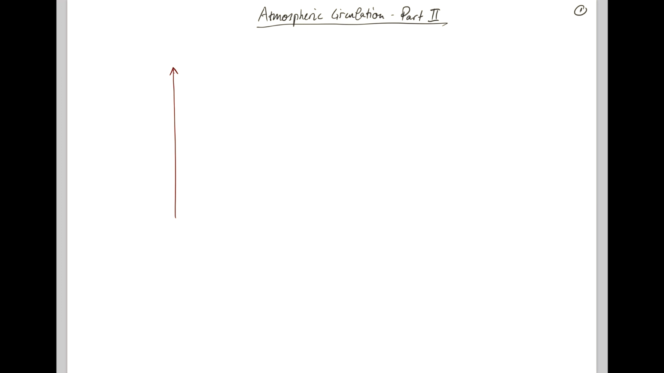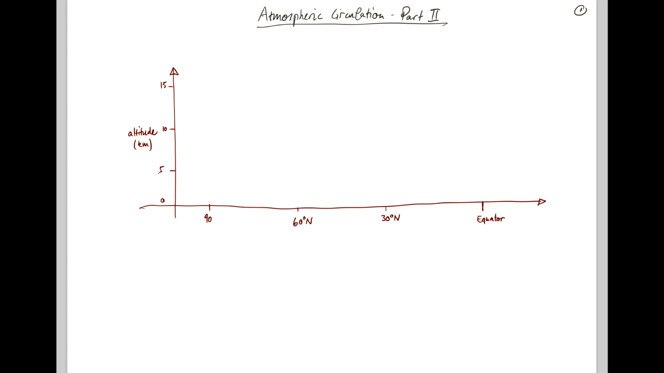We consider height on our vertical axis, so this will be altitude, and then we have latitude on our horizontal axis, and the altitude goes from 0 to 15 kilometers, and we will focus just on the northern hemisphere. So we'll say here's the equator, 30 degrees north, 60 degrees north, 90 degrees north. So this is 0 degrees, and this is the North Pole.